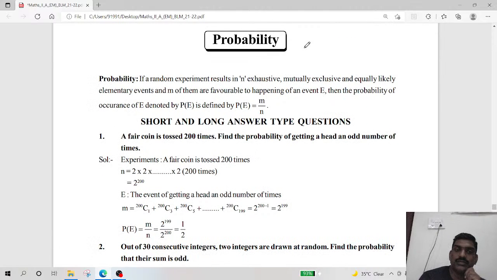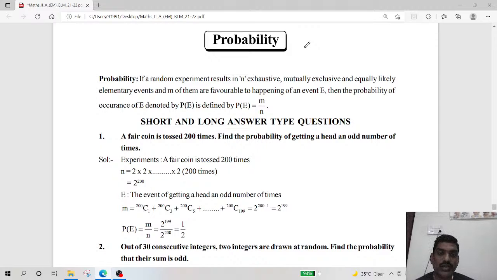So what is the meaning of probability? Let us see what they have given. If a random experiment results in n exhaustive, mutually exclusive and equally likely elementary events, and m of them are favorable to the happening of an event E, then the probability of occurrence of E, denoted by P(E), is equal to m over n. I can tell you in a simple way: probability of an event is equal to favorable events divided by total number of events. Remember this one. That's enough.